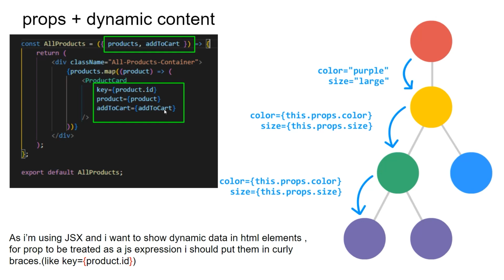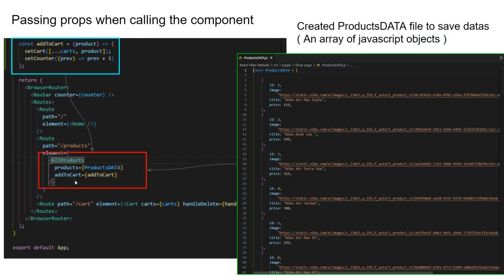Props act like arguments in JS and make a component configurable to accept different data. Props are objects made of key value pairs. Data is passed down from a parent component to its child component as a set of read-only properties. For example, I declared products data and add to cart function here, then when I call all products somewhere else, I have them as props.